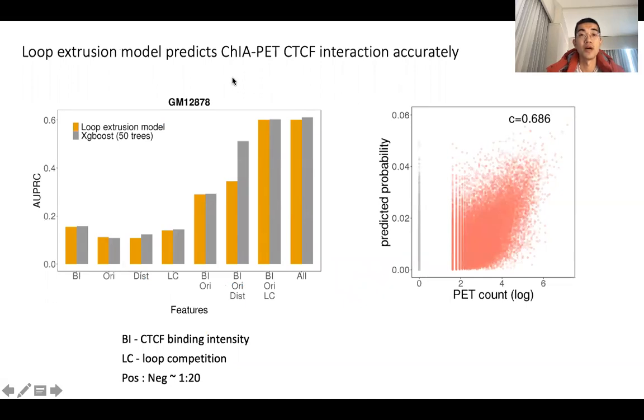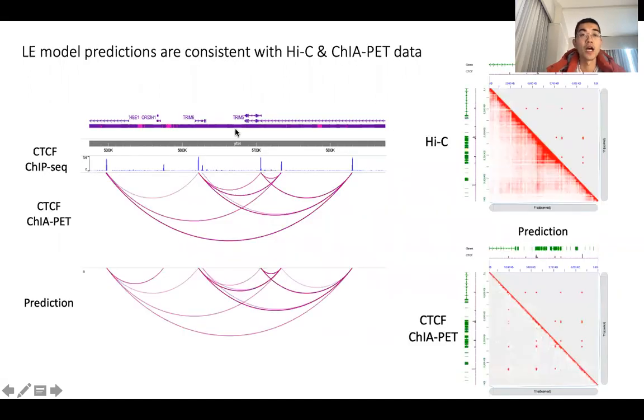We applied this model on CTCF ChIA-PET data, and we found that this model is capable of predicting CTCF interaction at high accuracy. We obtained an AUPRC of about 0.6 at a very high positive to negative ratio, and our predicted probability is also highly correlated with the PET count from the ChIA-PET experiment. To give a concrete example, as we can see from here, our prediction is very similar to both Hi-C and ChIA-PET data, from both the loop arc plot and the heat map plot.